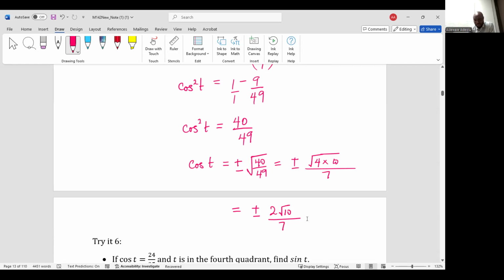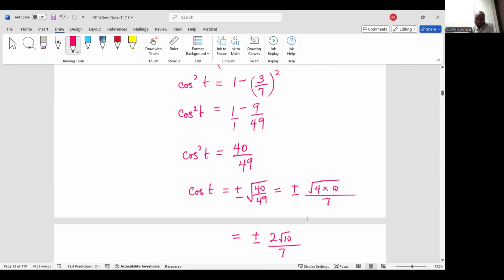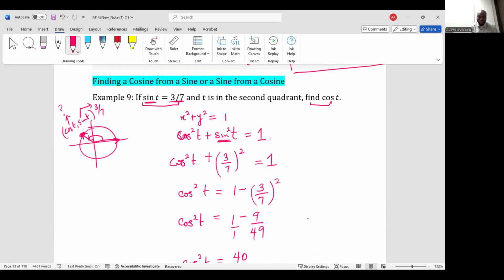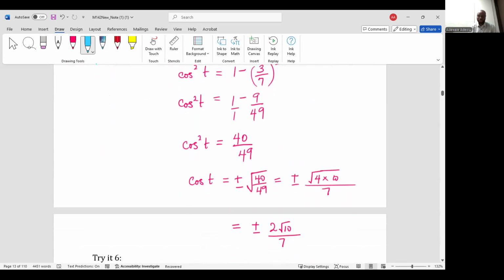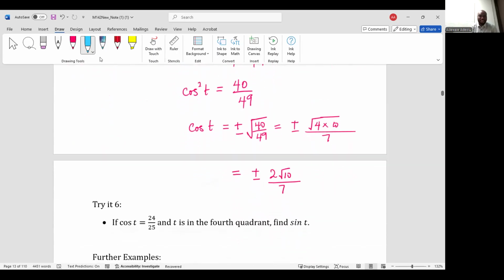What is the sign? Is it positive? Is it negative? Well, look at it in the second quadrant. In the second quadrant here, our x value is negative. X here is negative. Y here is positive, right? So since it is here, it means the x value is going to be negative. Therefore, using that notion, we conclude that our cosine of t is negative 2 root 10 divided by 7. Answer.